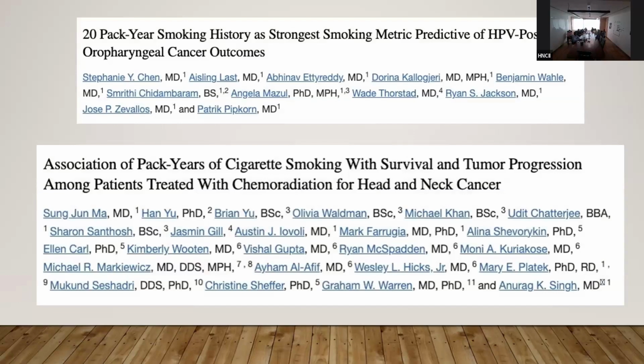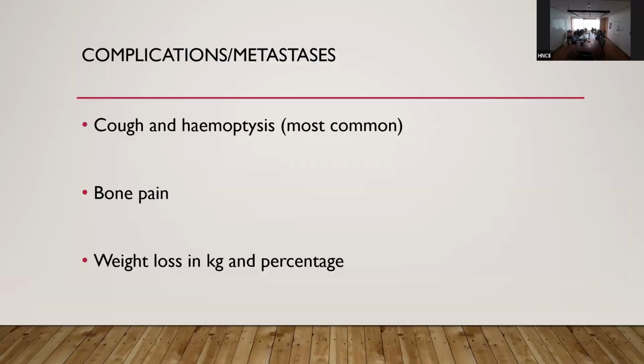Studies have shown that smoking of more than 20 pack years is predictive of outcomes, mostly in patients treated with chemoradiation. With surgery, we don't have so many studies, but for chemoradiation, it has been seen.